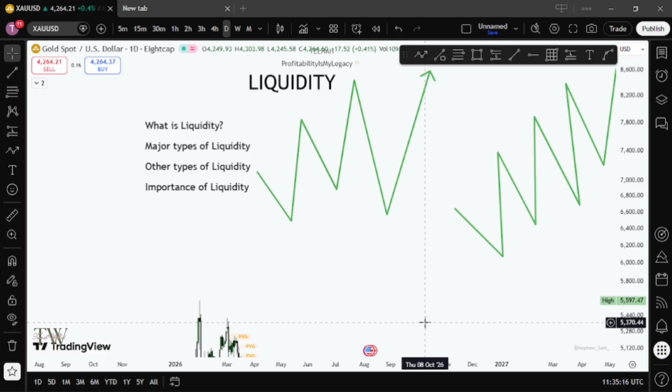it does. If you can identify where liquidity is resting, you will have a better understanding of why price behaves the way it does. All right, so that is the end of this particular video.